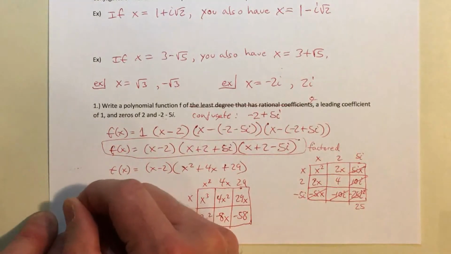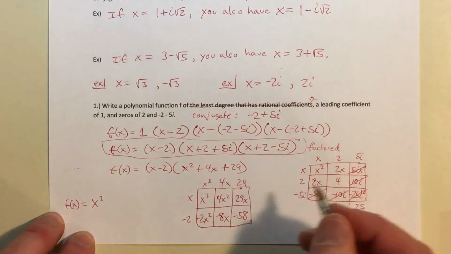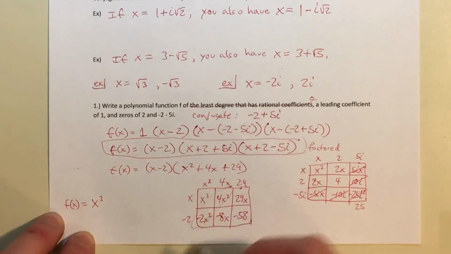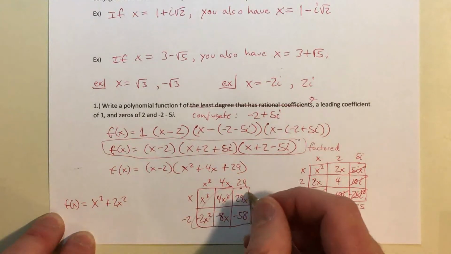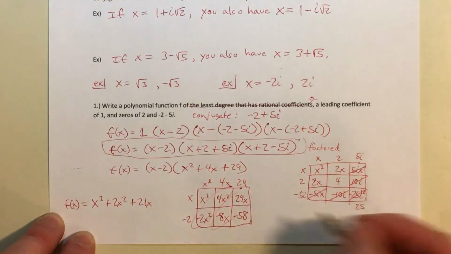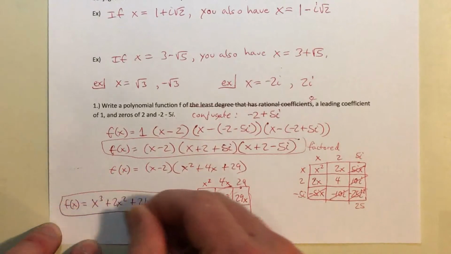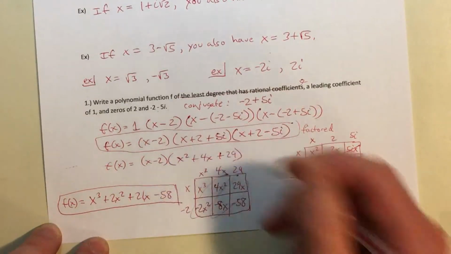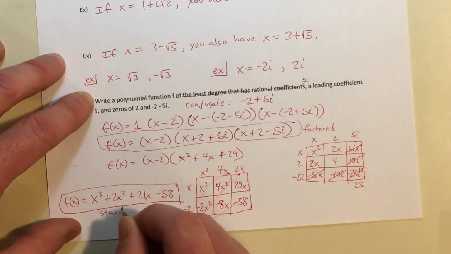And our final answer in standard form, x to the third plus 2x squared plus 21x minus 58. And that, my friends, is in standard form.